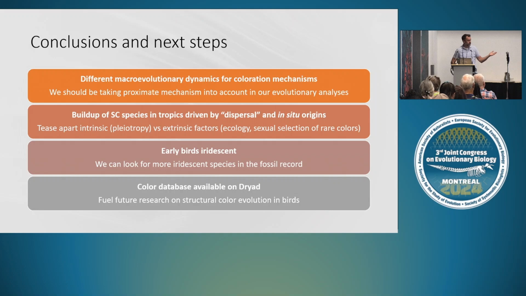The early birds being iridescent, again, I think we can and maybe should start to look for more iridescence in the fossil record. And now that this color database is out, I think, or I hope, that it will fuel further research on structural color evolution in birds.